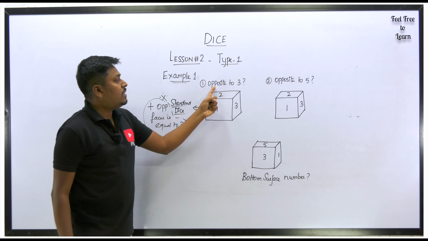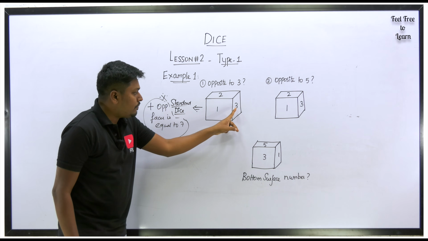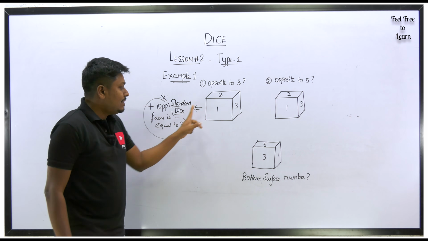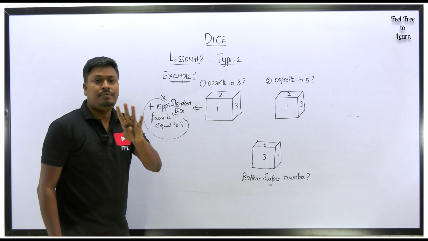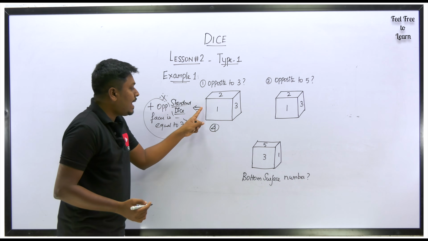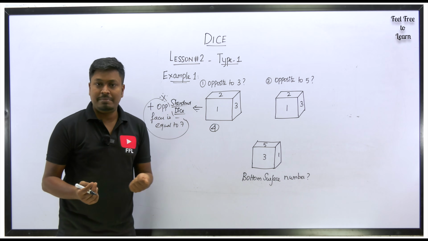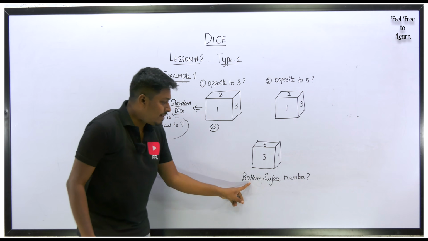Now our target is to find the number that is opposite to 3. Here one face is 3, and we know that this is a standard dice, so what will be the number opposite to 3? It is 4. So the answer for the first question is 4. Only then can we say that while adding 4 and 3 the result will be 7. Understood or not? That's it. Let me move on to this question: bottom surface number.